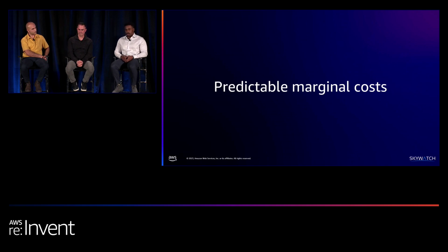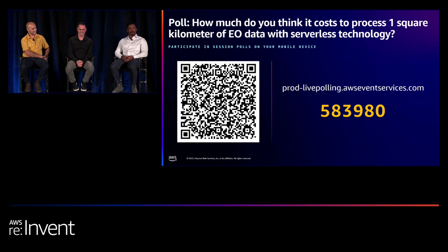So, audience, you've been sharp thus far, so we're going to throw a curveball at you. Now that we've understood that these serverless services help with enabling predictable marginal costs, how much do you all think a square kilometer of Earth observation data processed with serverless technology would cost? And for the experts in the room, this would be a 70 centimeter product, so high resolution imagery.